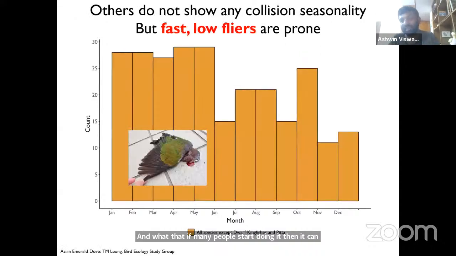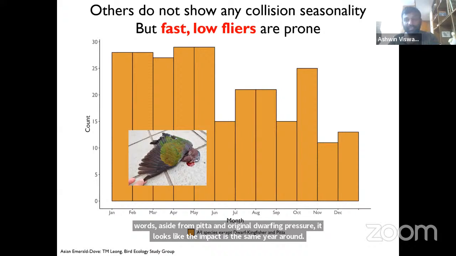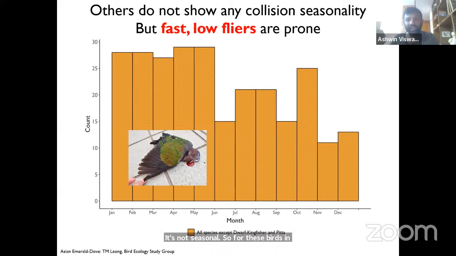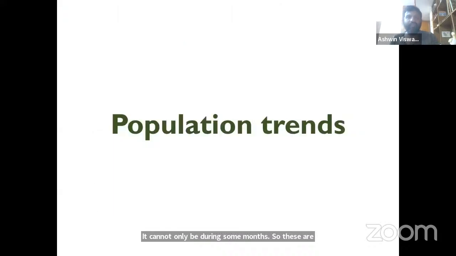This is for other birds. Aside from pitta and oriental dwarf kingfisher, it looks like the impact is the same year round. It's not seasonal. So for these birds, in areas which don't have pitta and oriental dwarf kingfisher, it needs to be a more general solution. It cannot only be during some months. So these are really important insights that you can get from the data.